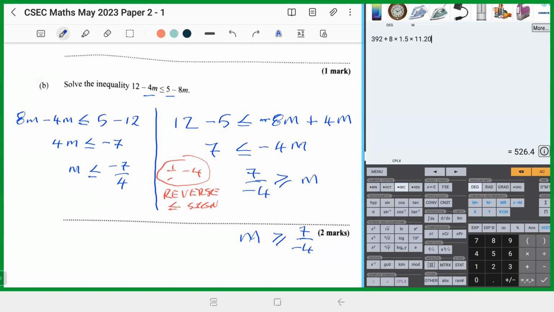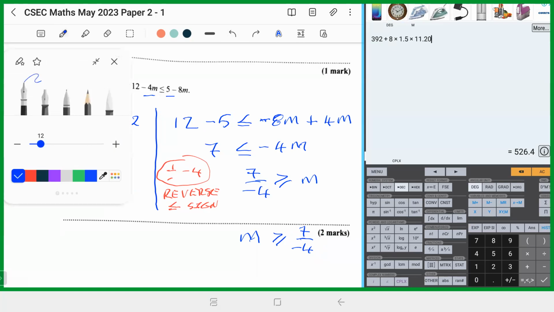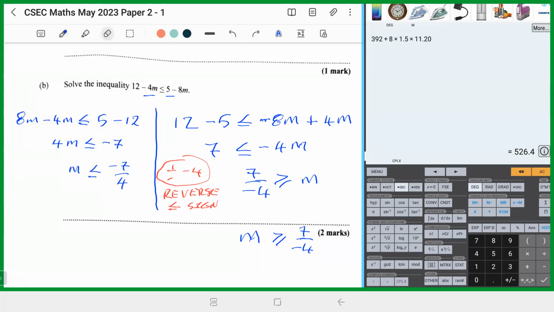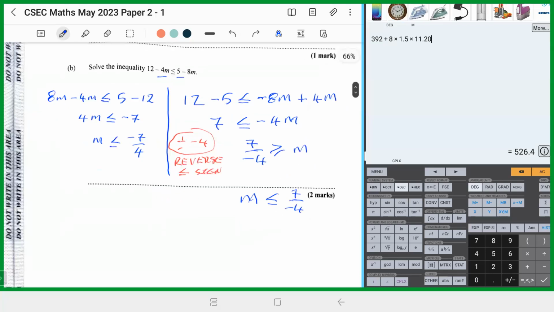M less than negative 7 over 4. Right? M less than negative 7 over 4. All right, I made a mistake here. This should be less than or equal to. Right? So turn it around. It's less than or equal to. This is the same as this. Less than or equal to 7 over negative 4, which is the same as that. All right, enough of that. Next question.